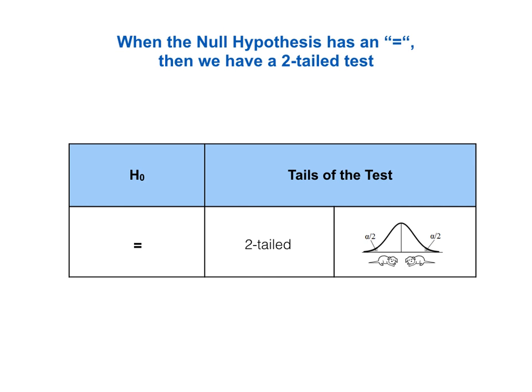If the null hypothesis does not have an equal sign, then the test is one-sided. But which side is it, right or left? That brings us to key to understanding number 4.